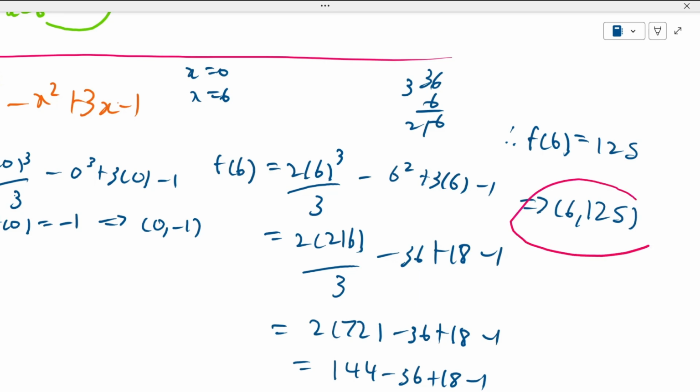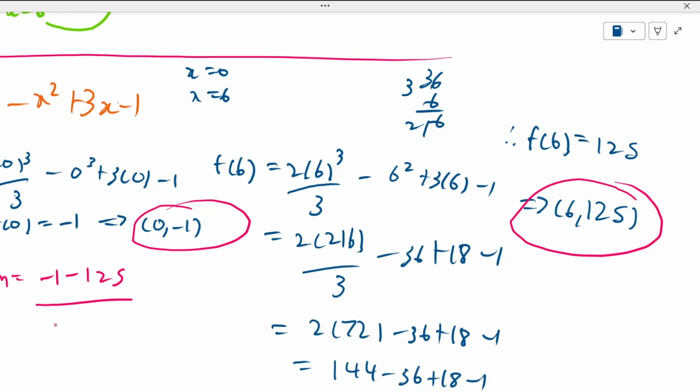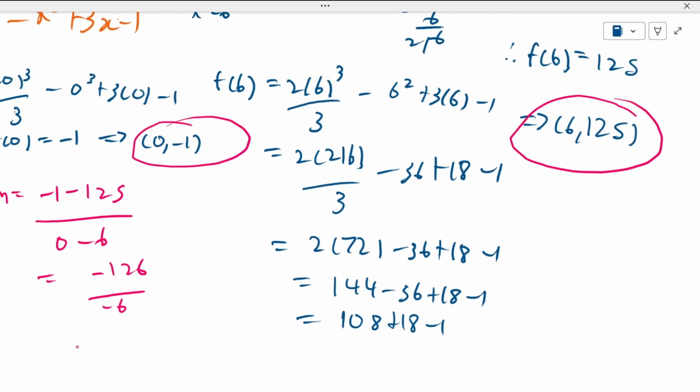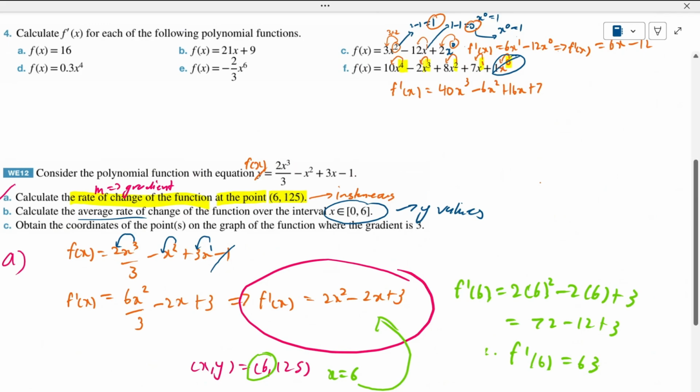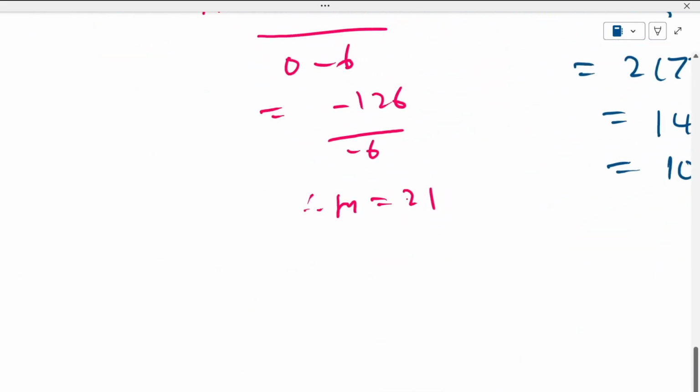Great, so now we can sub in these points, 6, 125, and 0, negative 1 into our equation. So we know that m is y2 minus y1 over x2 minus x1. So negative 1 minus 125 is going to be over 0 minus 6. So that's negative 126 over negative 6. Therefore the gradient is going to be 21. Hence, the average rate of change across the interval x, an element of 0 and 6, is going to be m equals 21.